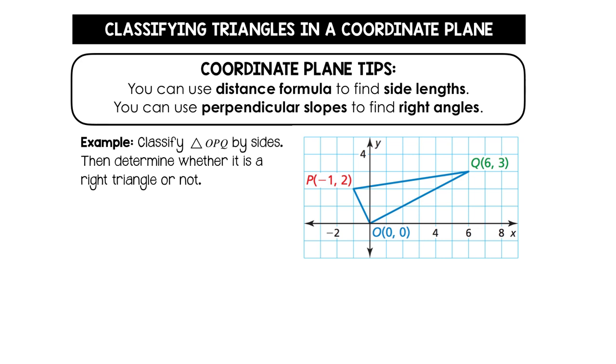All right, so in this next example, we have to classify the triangle by its sides and determine whether it is a right triangle or not. Whenever you're doing one of these on the coordinate plane, you have to find the lengths of the three sides, and you have to find how steep the sides are. So basically you're finding their slopes. You can use the distance formula to find the side lengths. You can use perpendicular slopes to figure out if you have right angles. So we're going to calculate all three side lengths and all three side slopes.